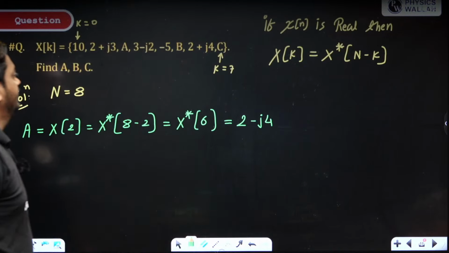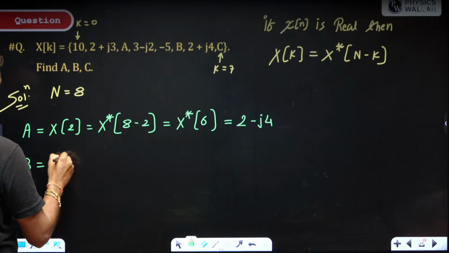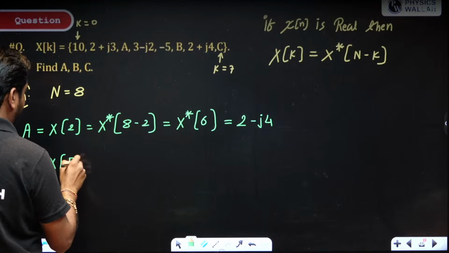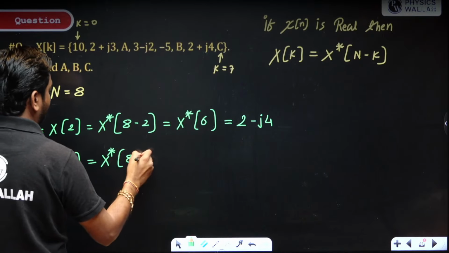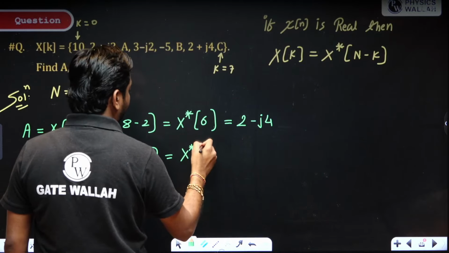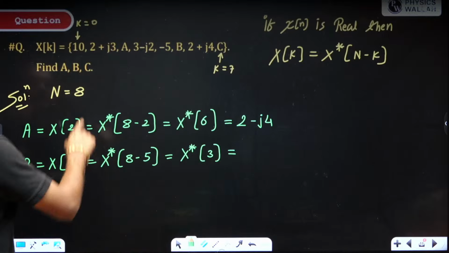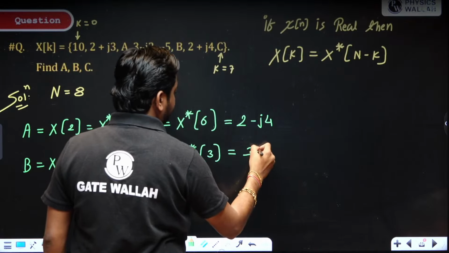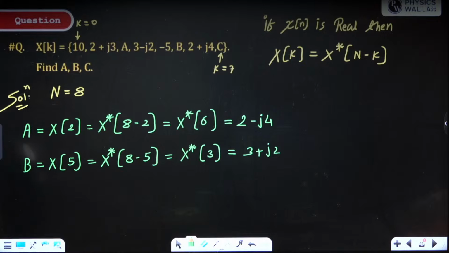In the similar way, B, guys, that is x of 5, with 7, 6 and 5. So x conjugate of 8 minus 5, so x conjugate of 3, x conjugate of 3, guys. So k equal to 0, k equal to 1, k equal to 2, k equal to 3, conjugate of this, that is 3 plus j2, 3 plus j2, guys, correct?